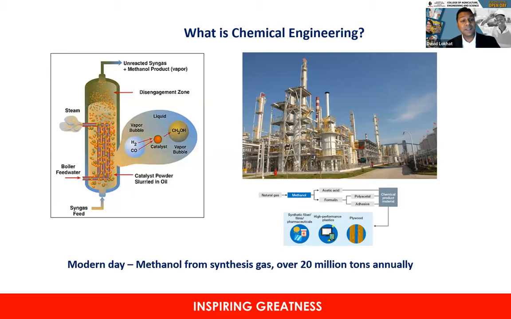Now, of course, chemical engineers have made major contributions since then to the production of methanol, and in the modern age, over 20 million tons of the chemical is produced every year. Now with the rapid expansion of this production capacity has come many downstream applications for the chemical. Methanol is now used in the production of synthetic fibers, high-performance plastics, even in the construction industry. And in this way, chemical engineers have contributed to the betterment of society.